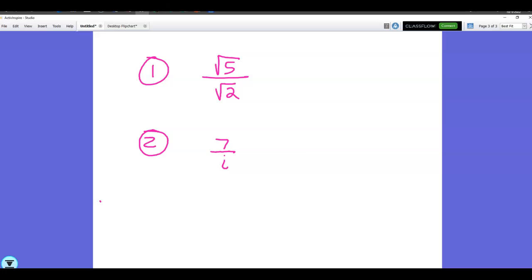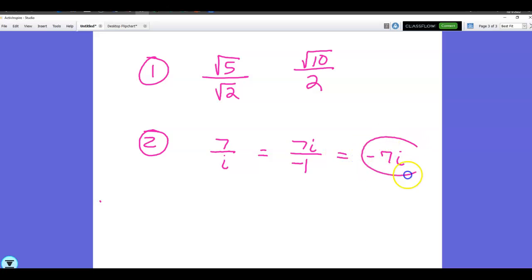All right, so I'll put the answers up here for you. Now, a lot of you guys probably put this, and it's not wrong, but a simpler way to write this is, since we're just dividing by -1, anytime you divide a number by -1, the number is just going to be made negative. So I would just write -7i as the final answer there. All right, but that's it for today.